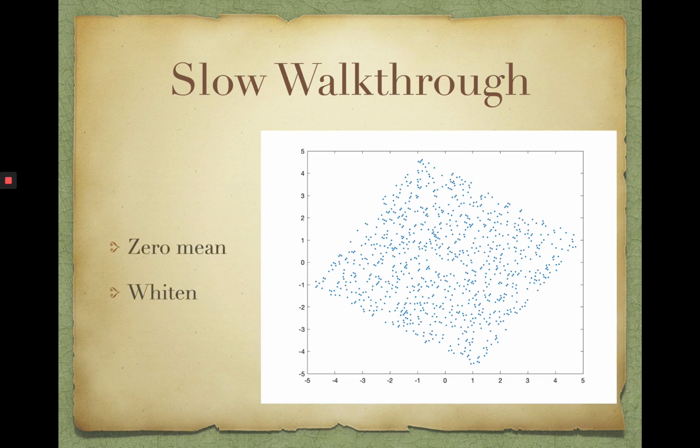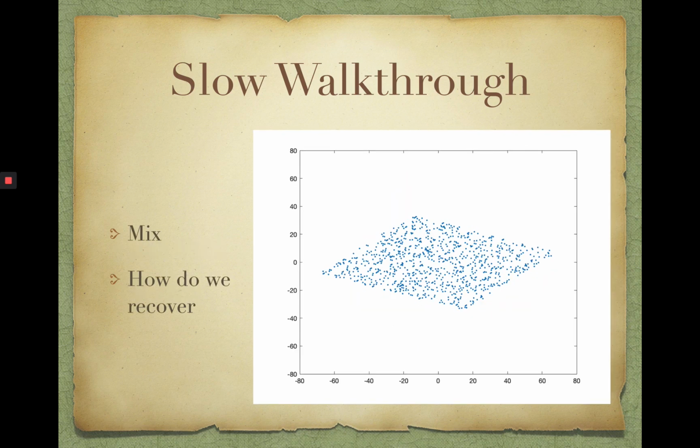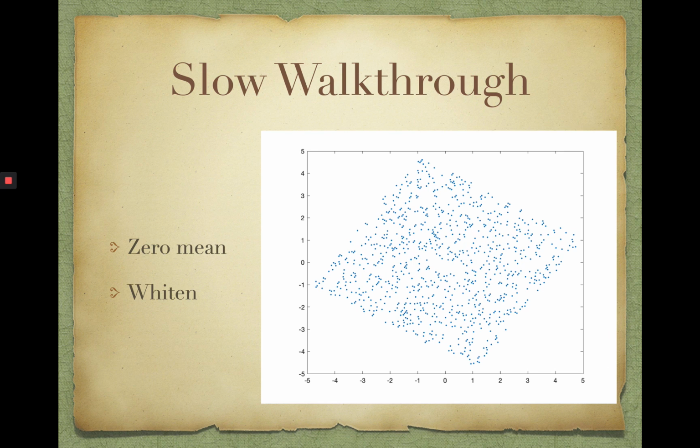So the first thing I do is zero mean and whiten it. So if you look, it's pretty close to zero mean, but it's by no means scaled nicely. So I run this whole thing through PCA and let it zero the thing out and get me a nice scaled version.